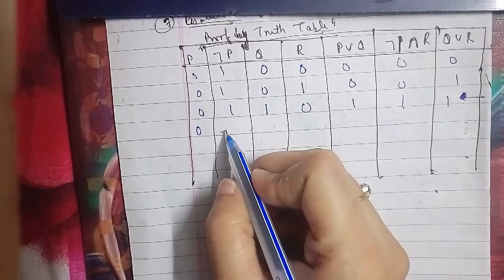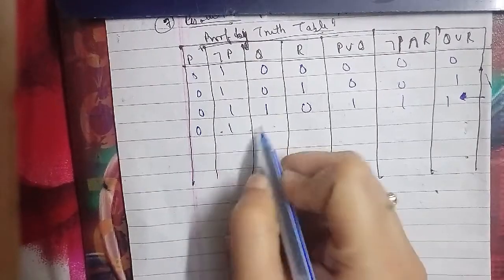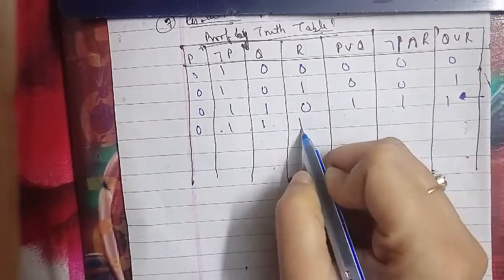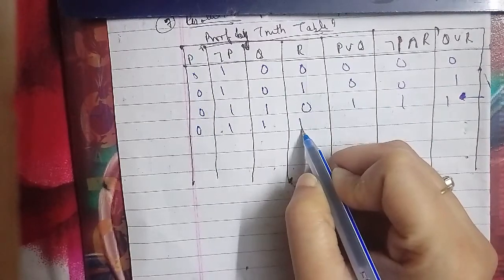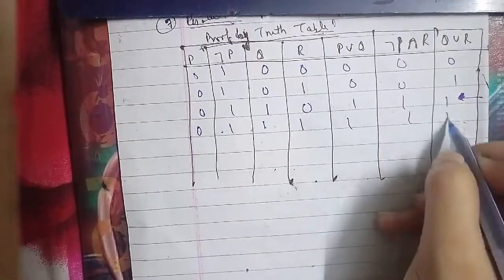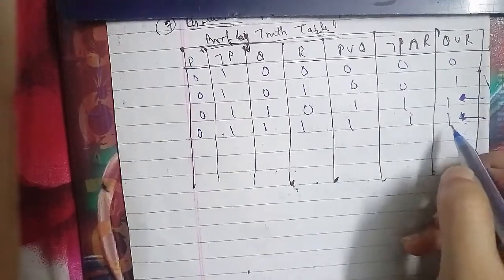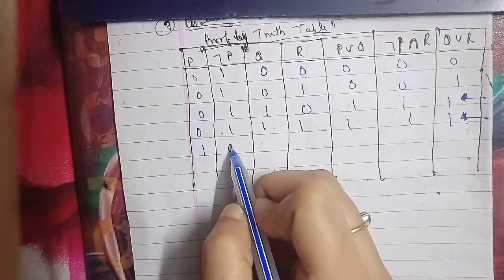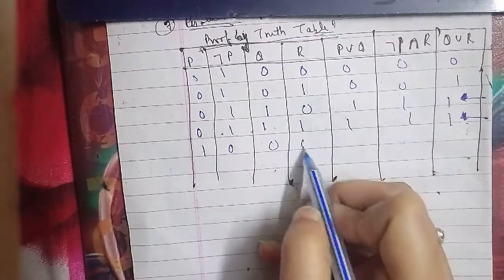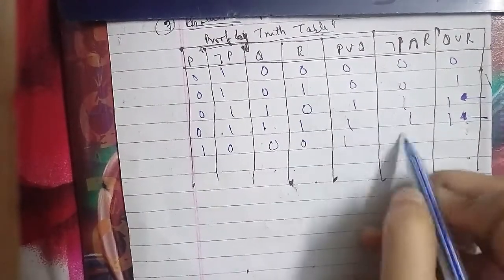So how will you make the truth table for each and every one here? Now we'll go on discussing: explain the conversion procedure of a given formula into the normal form. That has been asked for 10 marks, so that is very important. So let's go ahead.